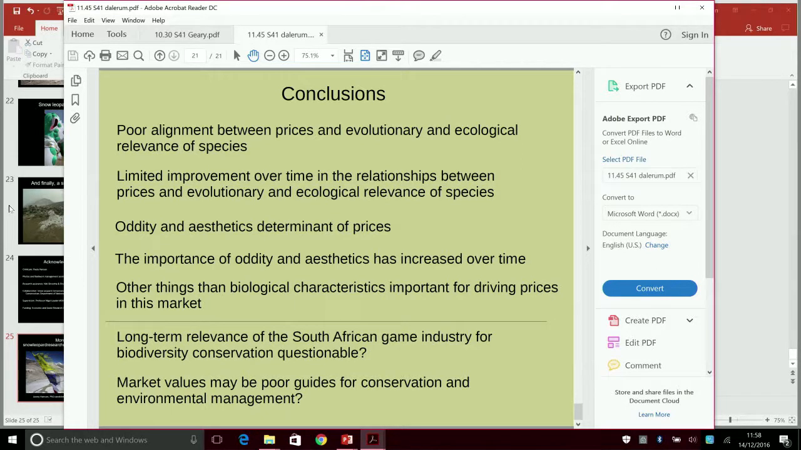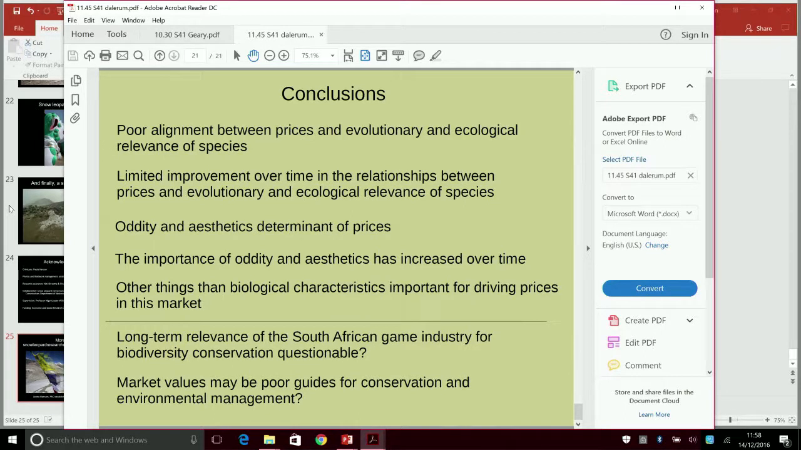I was just interested in the law that was brought in that you were talking about, and whether the explosion in game farming was an expected or unexpected consequence of that law. It was very much an expected one, I think.